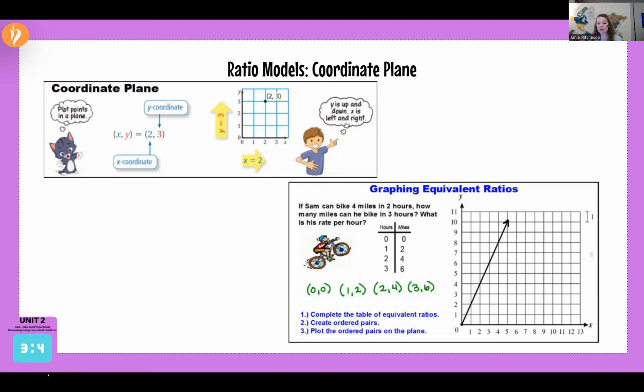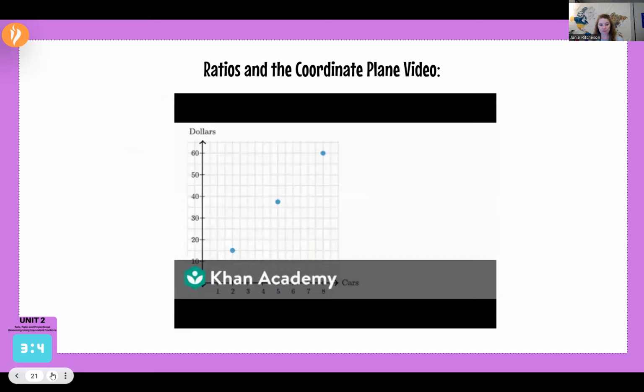So 0, 0. The second one is 1, 2. From the origin, go right 1, up 2. From the origin, go right 2, then up 4, make a dot. From the origin, go right 3, up 6. And that's why there's a line through this little section right here. Okay, and that's one way we're going to graph equivalent ratios.